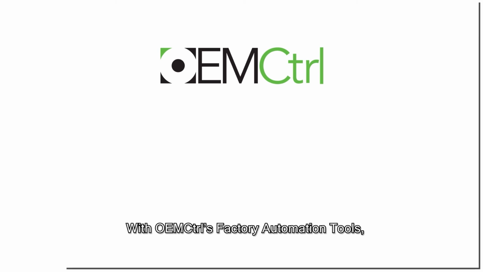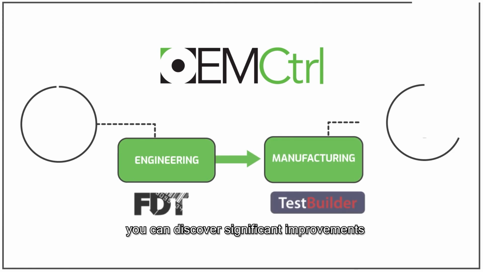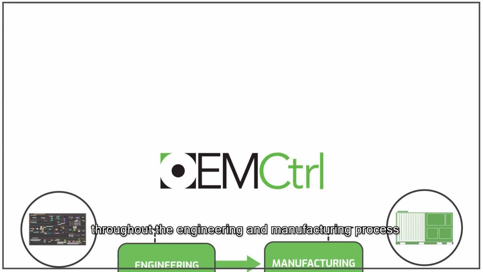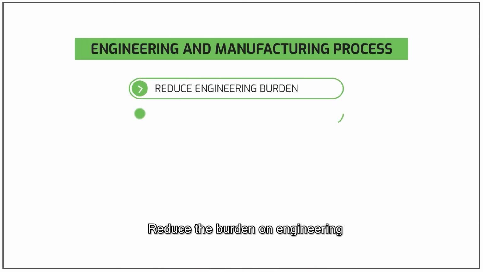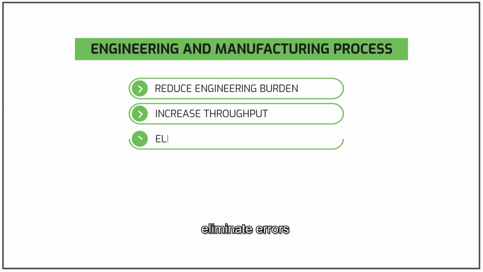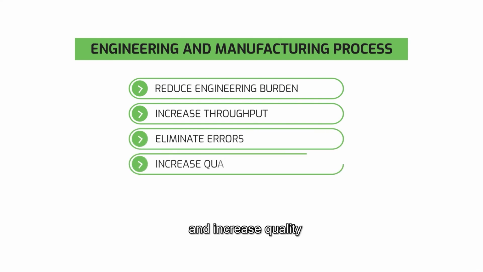With OEMCtrl's factory automation tools, you can discover significant improvements throughout the engineering and manufacturing process. Reduce the burden on engineering, increase throughput, eliminate errors, and increase quality.